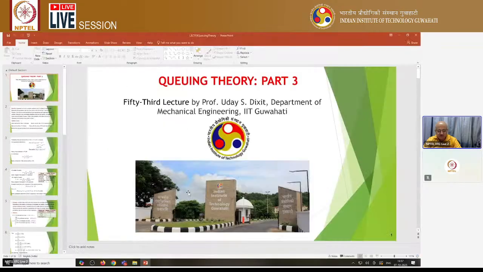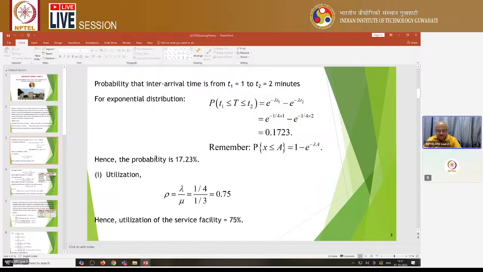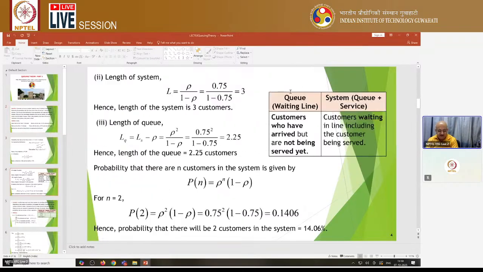And now here, queuing theory. We have given the example also. Where the customers arrive at a counter randomly, usually 4 minutes on an average. Determine the probability that the inter-arrival time will be from 1 minute to 2 minutes. If the service time distribution is also exponential, then what is that? So we have applied this. This given example is there, and you also have the formula.